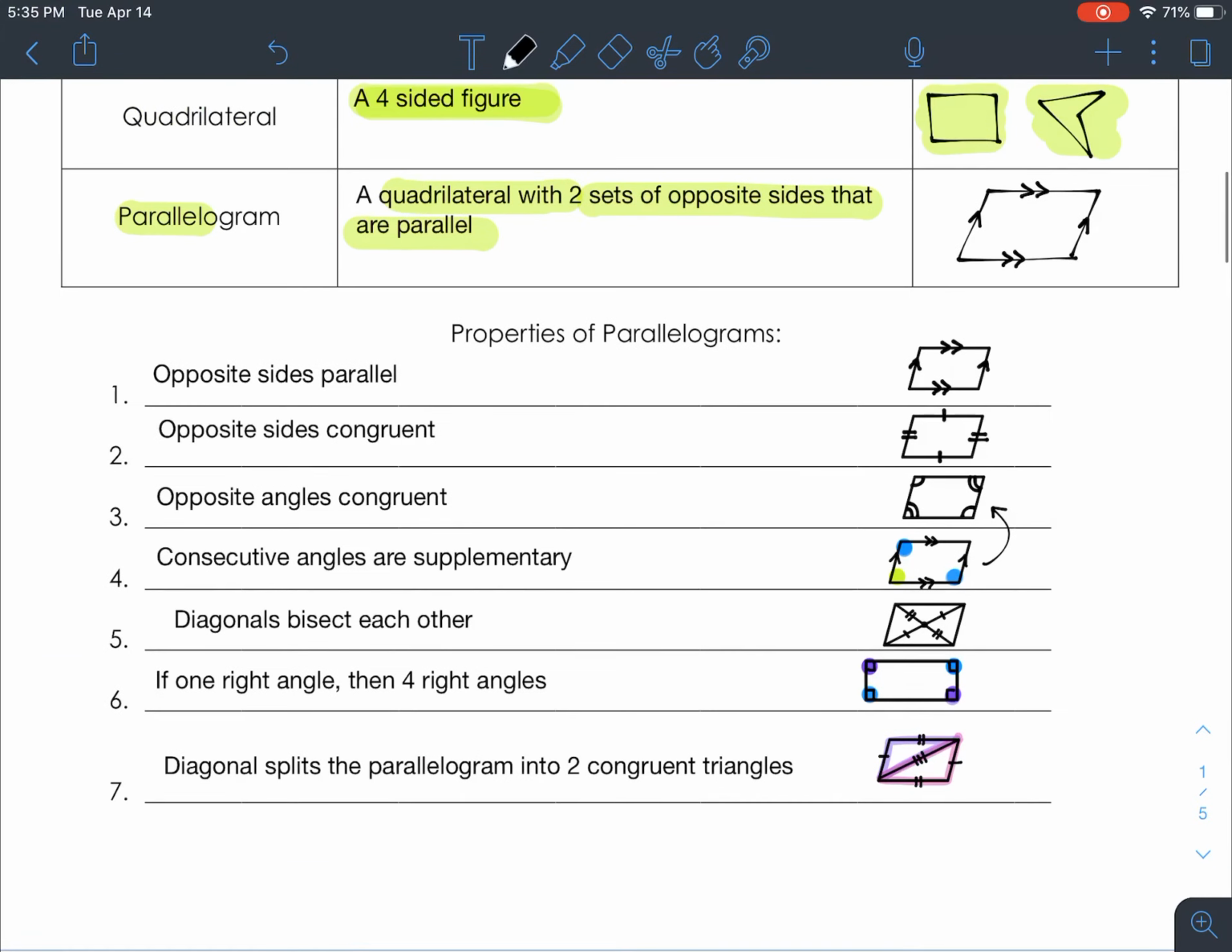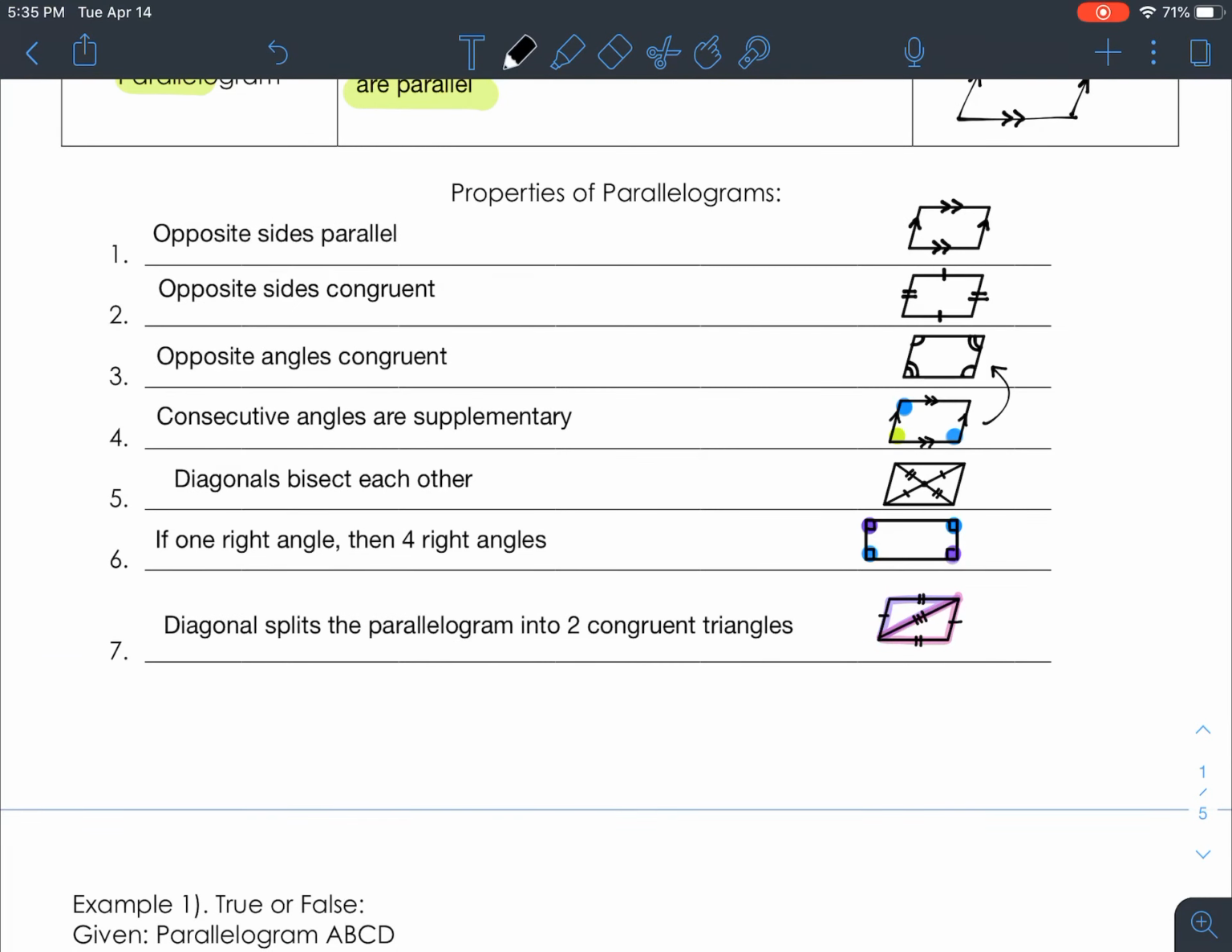So that's our vocab. I'm going to pause there, and then we're going to apply it for the rest of the notes.